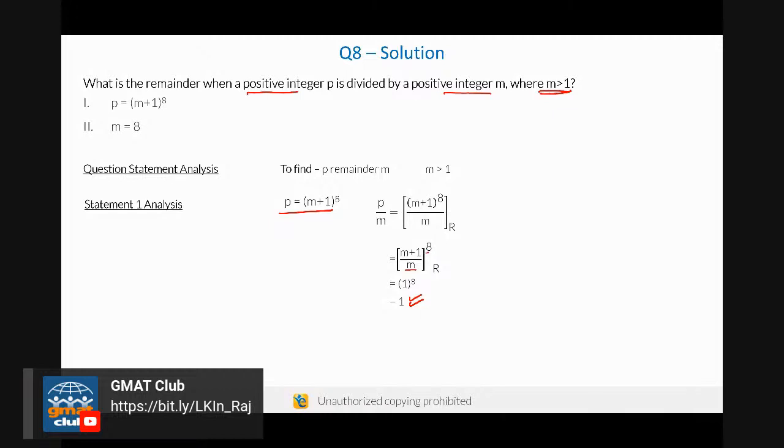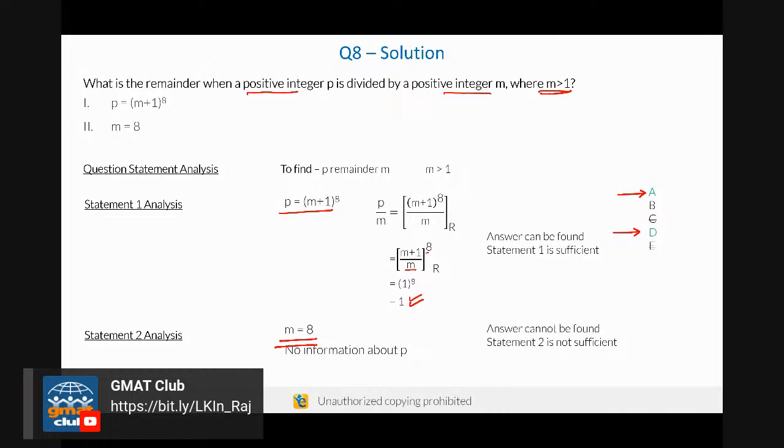We get to the answer over here. So the answer can be found. Statement 1 is sufficient. So since statement 1 is sufficient, the answer could be either choice A or choice D, where choice A is only statement 1 is sufficient, and choice D is either statement is sufficient. Now let's do statement 2 analysis. Statement 2 says m is equal to 8. It doesn't give us anything about p. Since p could be anything, we can't figure anything out, which means statement 2 is not sufficient, which gives us choice A as the correct answer.